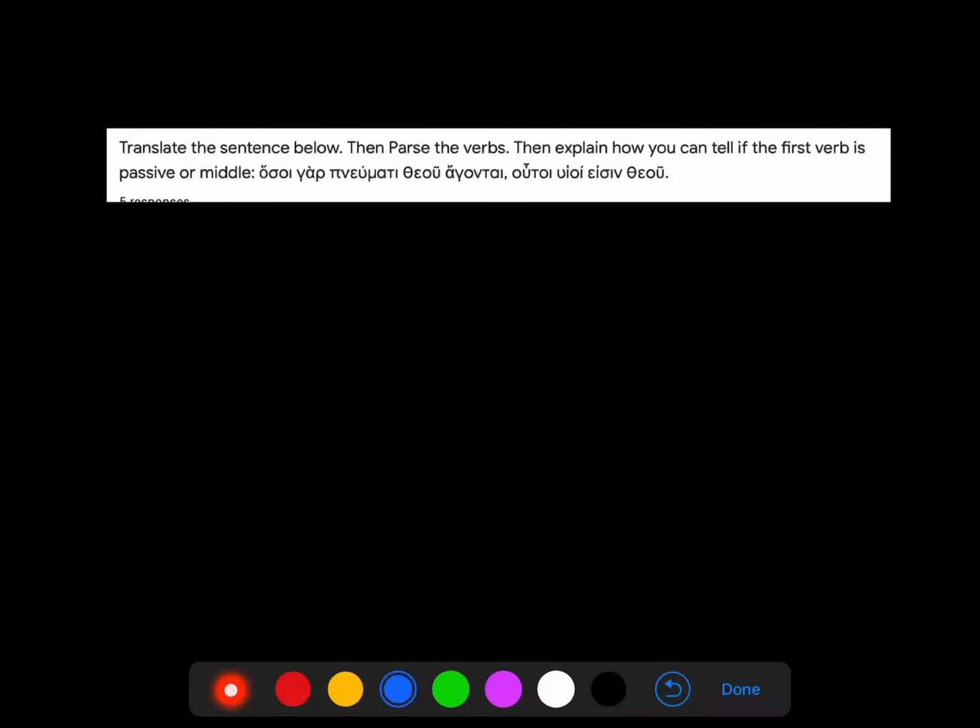Okay, here's the next sentence. This is Romans 8:14, that great chapter, Romans 8. Paul is talking about the Spirit and our justification, our union with Christ, and all that we have in him. And he says, start with this color: hosoi gar pneumati theou agontai, houtoi huioi eisin theou. Okay, and how do we translate that?